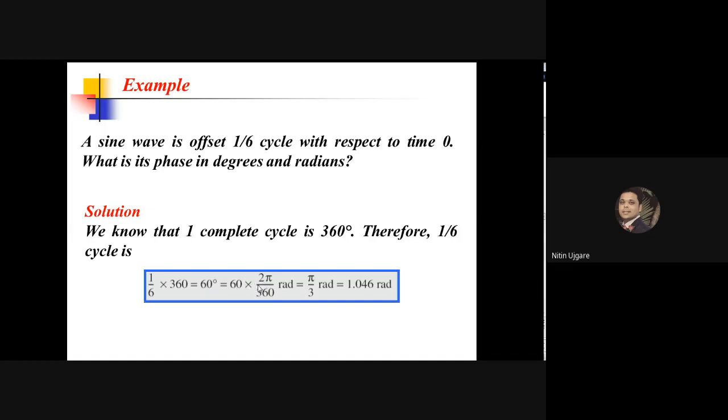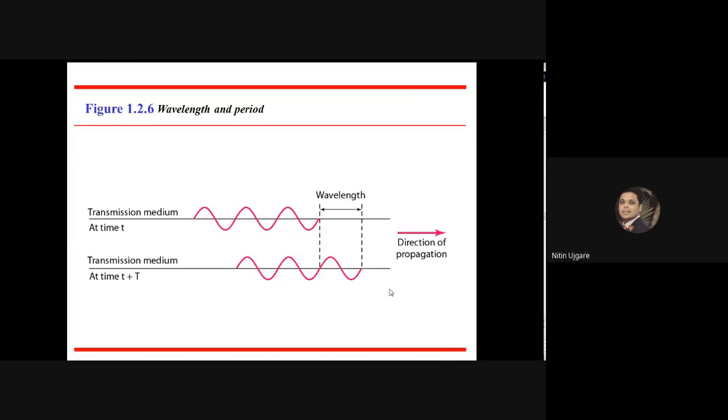So I just mentioned that 360-degree is equivalent to 2 pi radian. So 1 radian is calculated as 2 pi divided by 360-degree. So 2 pi divided by 360. Then this will get cancelled. We'll have the answer 2 pi by 6. So again 2 divided by 6, I will get pi by 3 radians, and then we convert it to 1.046 radians. So 1.046 is the right answer.